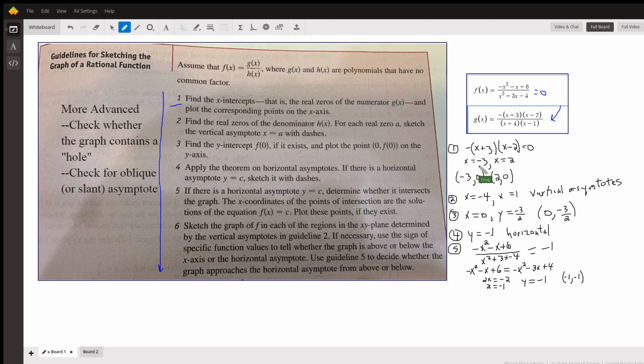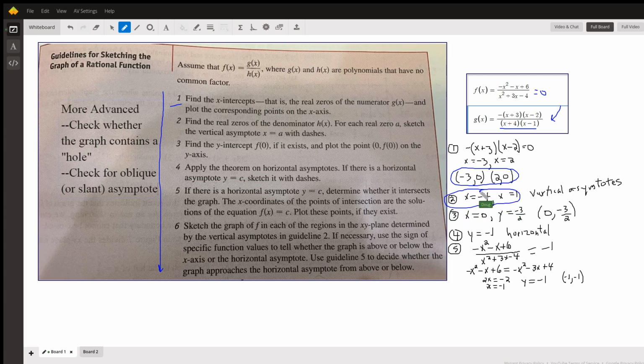That tells you that y equals 0 and x is negative 3 or 2. So these are the x-intercepts right here. That's where the graph crosses the x-axis. Find the real zeros of the denominator, because that tells you where the vertical asymptotes are, because you cannot divide by 0. So this denominator is equal to 0 when x equals negative 4 or x equals 1. These are your vertical asymptotes.